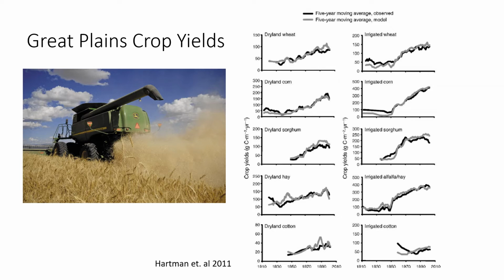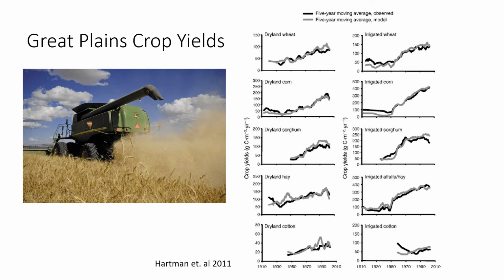Dryland corn and irrigated corn, dryland sorghum and irrigated sorghum, dryland hay and irrigated hay alfalfa, and dryland cotton and irrigated cotton. So not all of these crops were grown in all counties, but there were multiple counties that had these crops. And the thing to look at is that the 5-year moving average of the model, which is the lighter gray line, follows the trend of the observations, which is the darker black line.